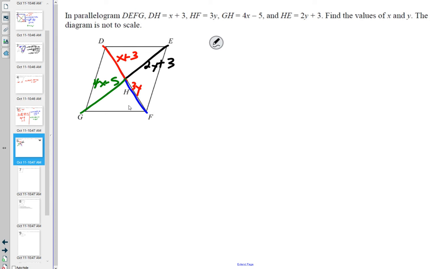I think Shaylee knows. They are not congruent. They bisect each other. They cut each other in half. So the only equations I can write from this are that 4x minus 5 is equal to 2y plus 3, and that. Let me write them side by side actually.